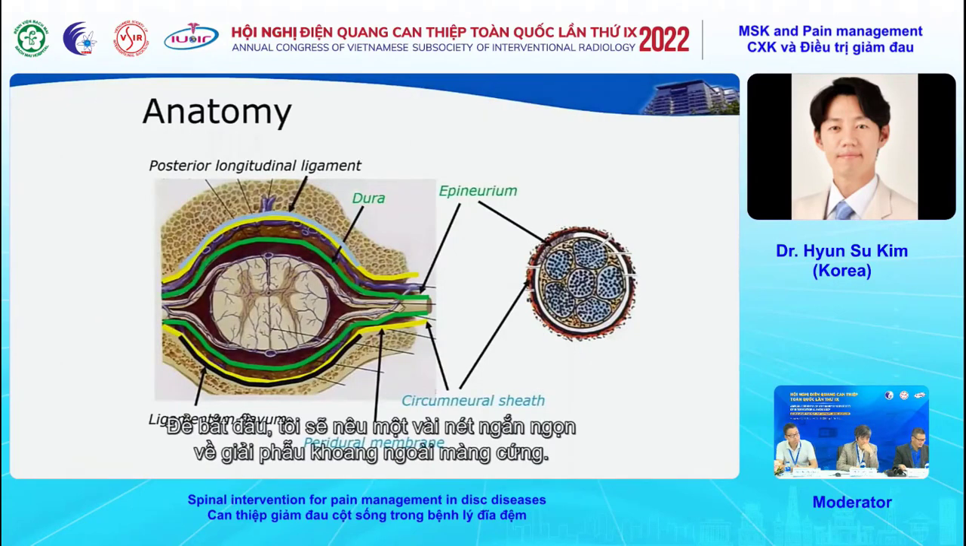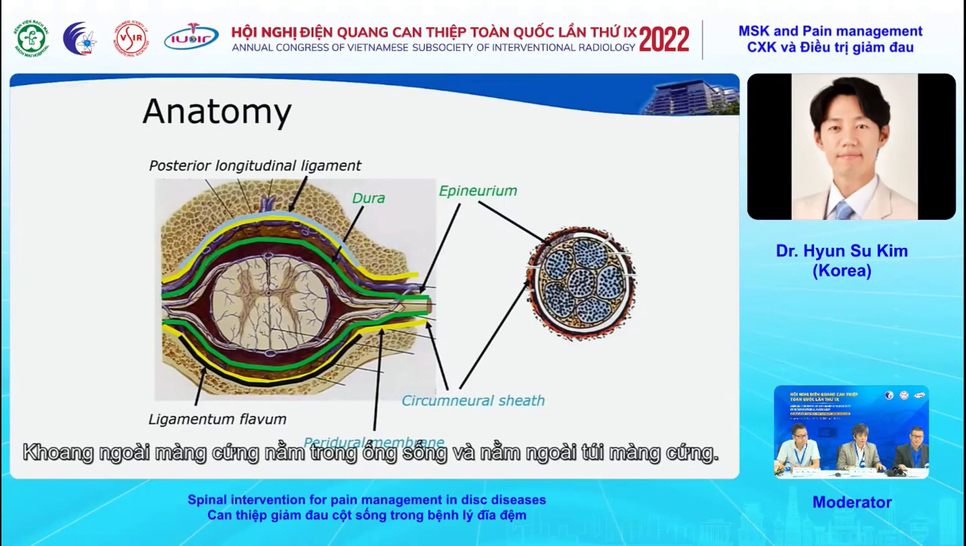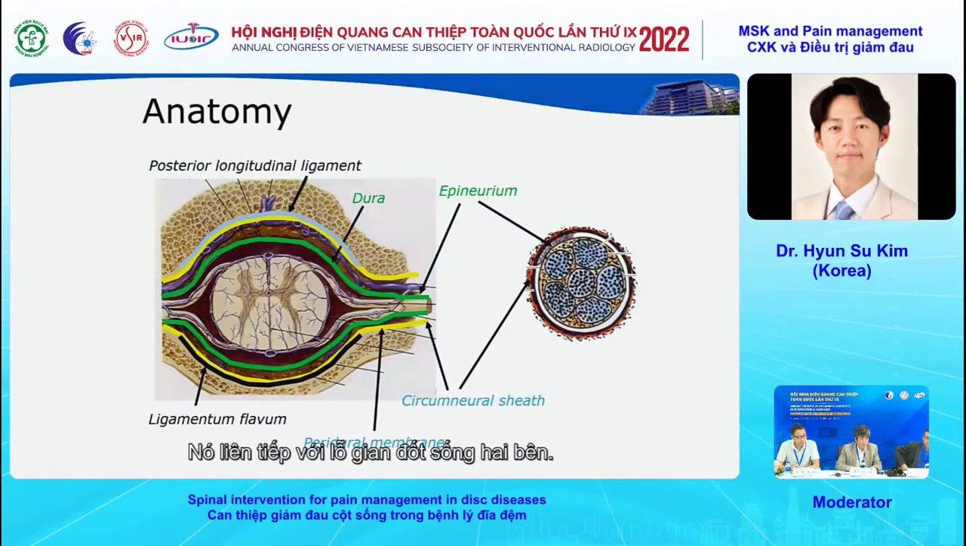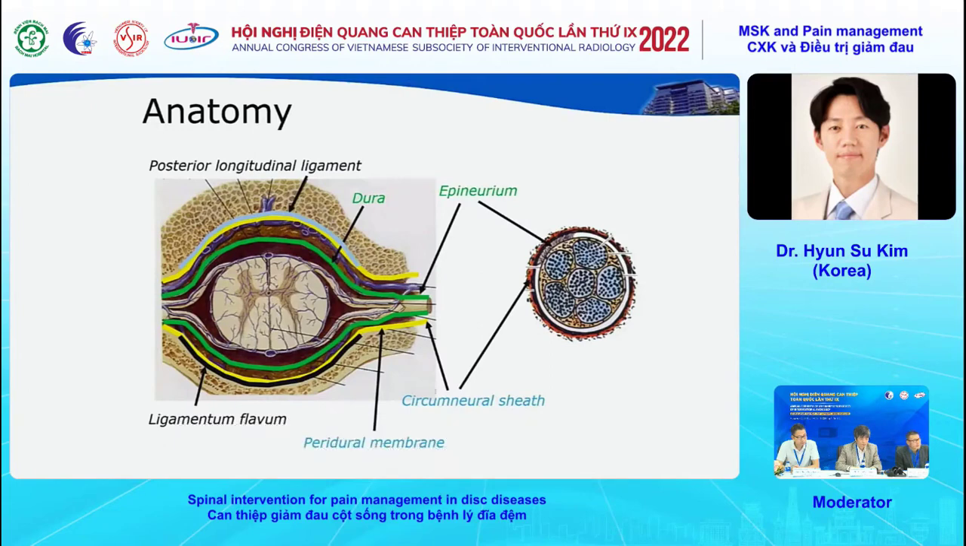Let me start with a brief review of the anatomy of the epidural space. The epidural space is an anatomical space within the spinal canal that is located outside the dural sac. This space is continuous to the bilateral neural foramen. The space is outlined by the posterior longitudinal ligament at the ventral aspect and the ligamentum flavum at the posterior aspect.